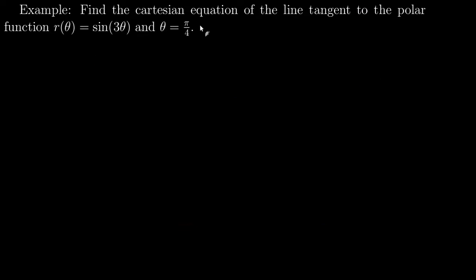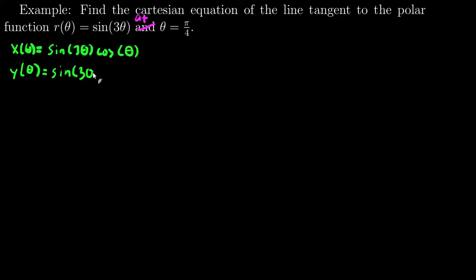I want to find the Cartesian equation of the line tangent to the polar function r of theta equals sine 3 theta at theta equals pi over 4. So I need to first see that my x is going to be r cosine theta. So I have r is the sine of 3 theta multiplied by cosine theta. My y is going to be r sine theta, so that is the sine of 3 theta times the sine of theta.